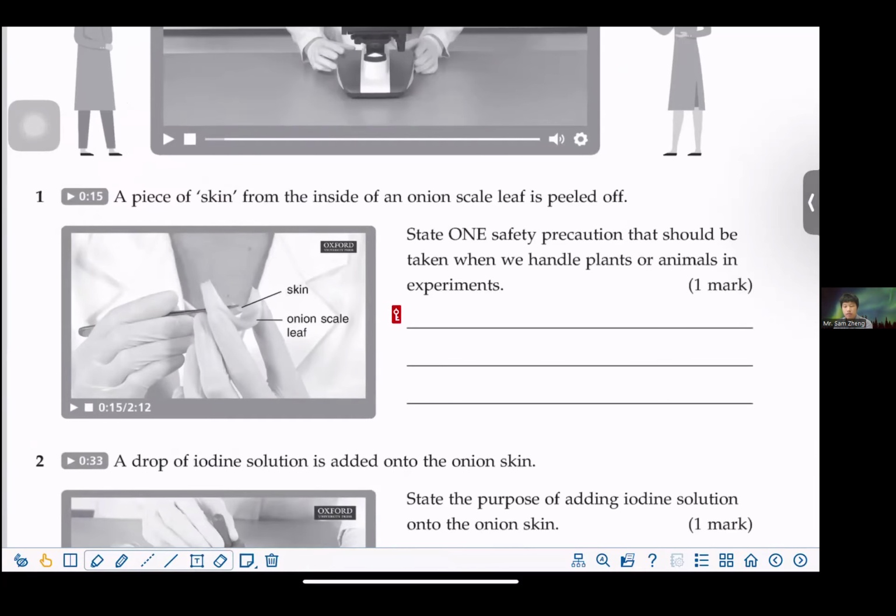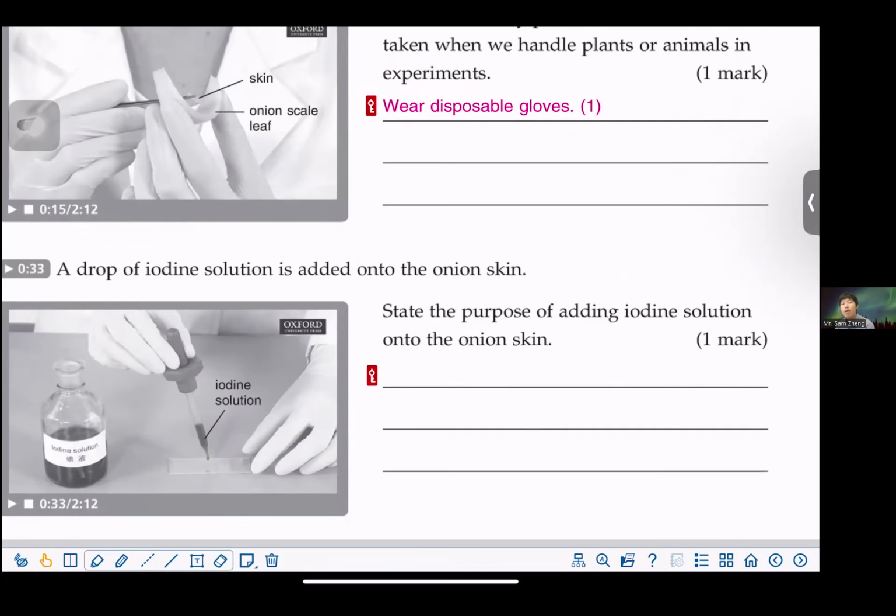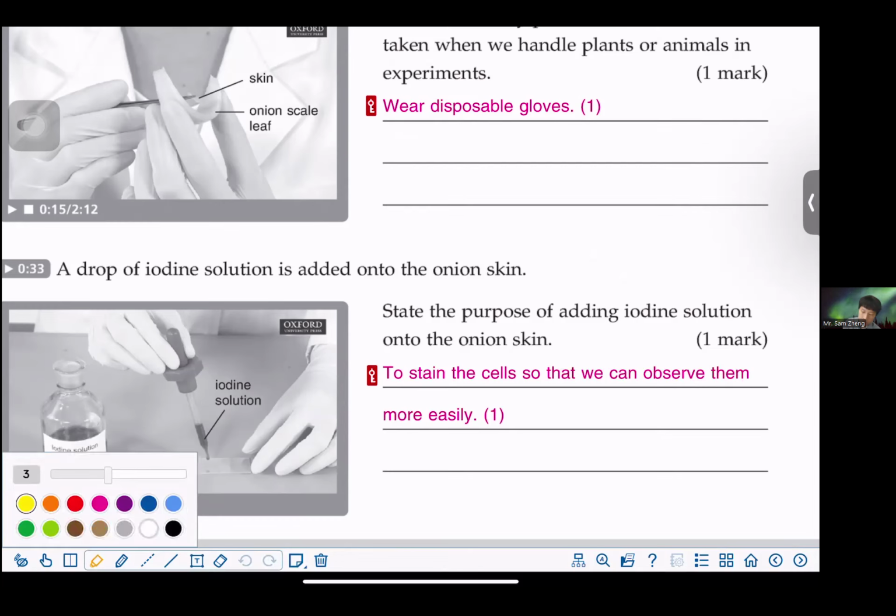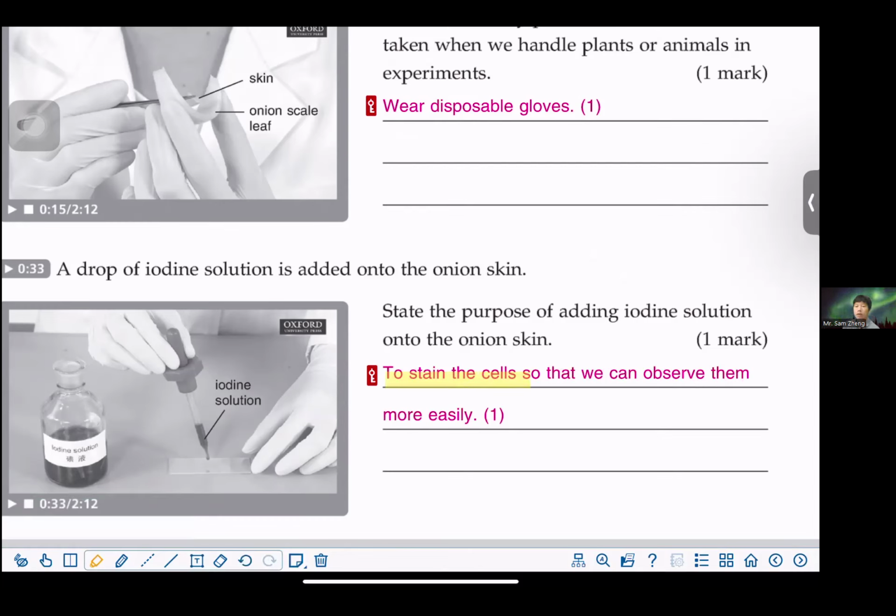Say one safety precaution that we should take when we handle the plant or the animal experiment. We need to wear disposable gloves, or we need to wear safety spectacles. Next, why we need to add iodine solution. This solution serves as staining, to stain the cell so that we can observe it clearly.